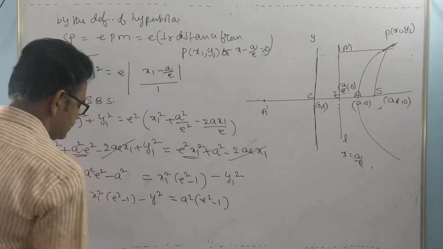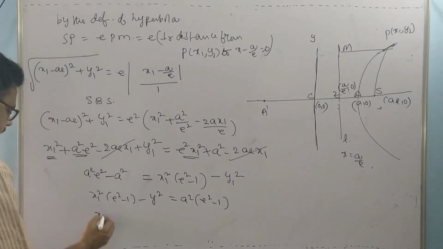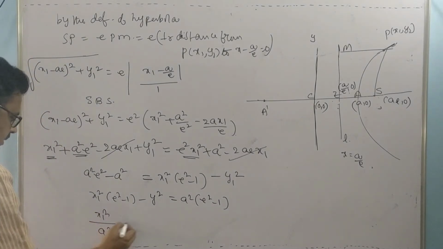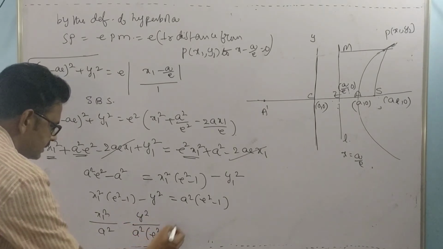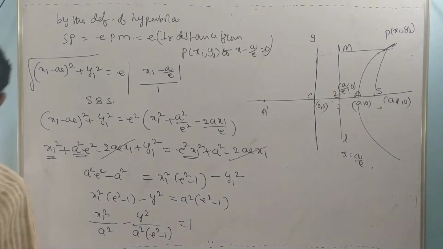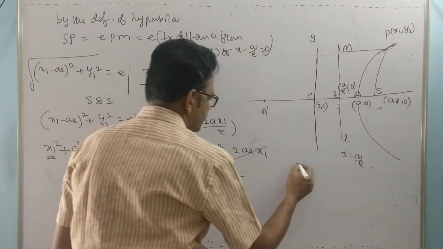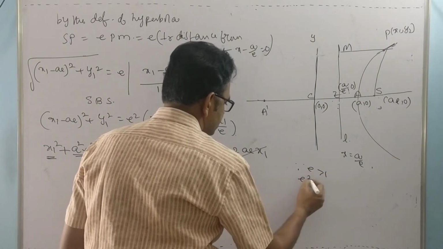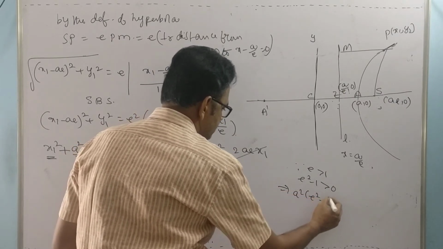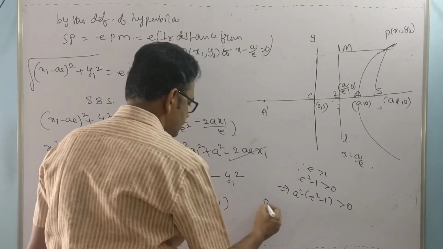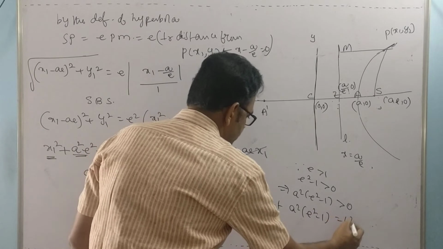Now dividing both sides by A square into E square minus 1. So x1 square by A square minus y1 square by A square into E square minus 1 is equal to 1. Okay, since E is greater than 1, E square minus 1 is greater than 0. A square into E square minus 1 is also greater than 0. So that's why we can put A square into E square minus 1 is equal to B square.